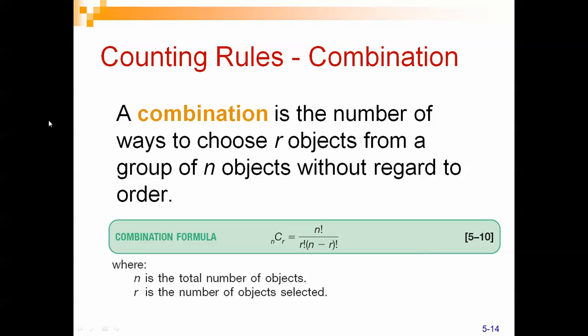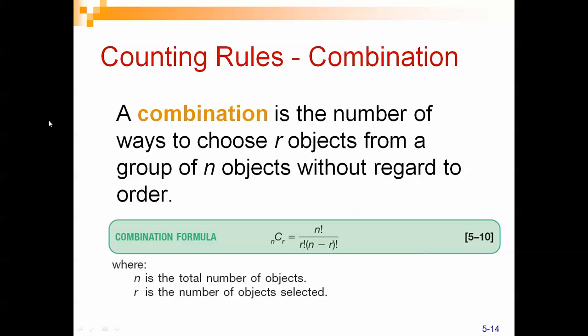A combination is the number of ways to choose R objects from a group of N objects without regard to order, which is in contrast with permutations, where the order matters. So if we're looking for permutations of 3 items, the arrangement ABC is different from CBA. However, with a combination, the arrangement ABC equates to the arrangement CBA, so those are not considered different combinations.